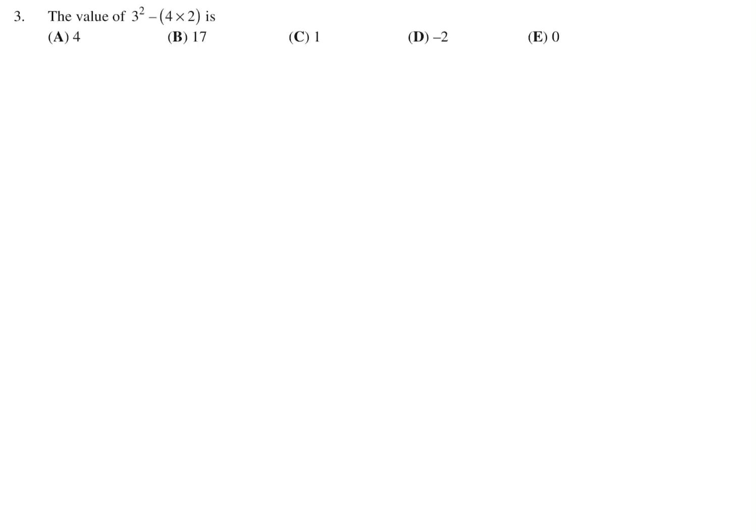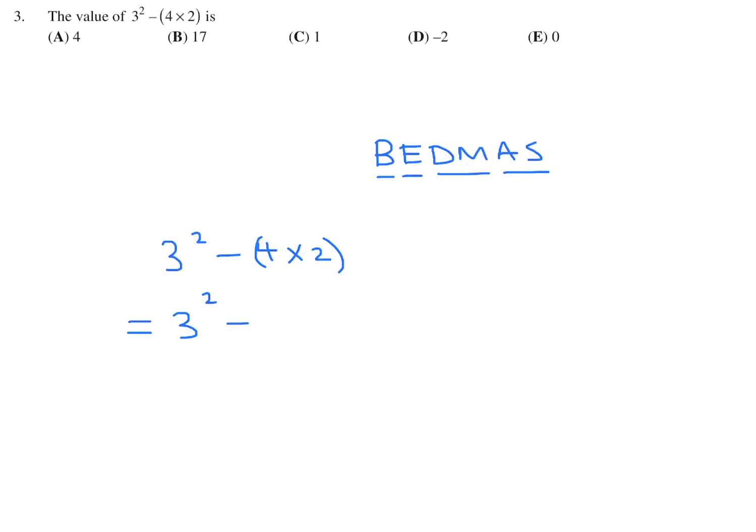The value of 3 squared minus 4 times 2. Well, this is one of those where you just have to keep BEDMAS in mind: brackets, exponents, division, multiplication, addition, subtraction. This is the order in which you do these types of questions. And sometimes it doesn't really matter, and sometimes it does matter. So the first one I'm going to do is brackets, since that's the B. So 4 times 2 is 8. And then I will do the exponent. So 3 to the power of 2 is 9. And therefore, subtraction, obviously, that's the only thing left. 9 minus 8 is 1. So number 3, the answer is C.